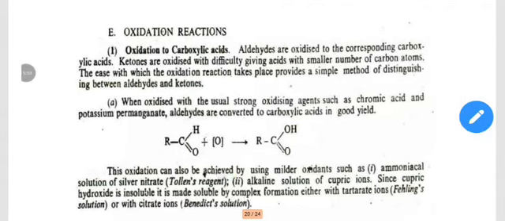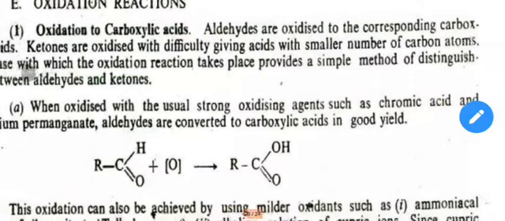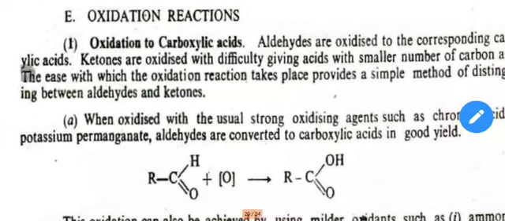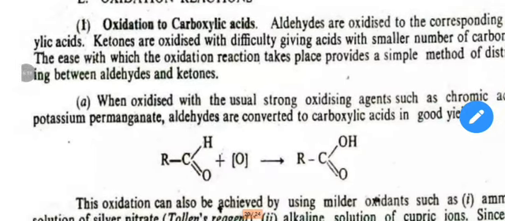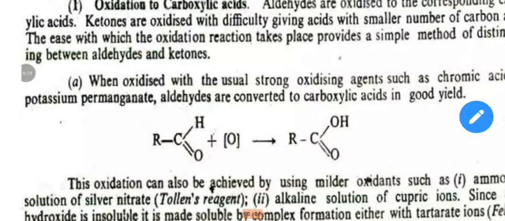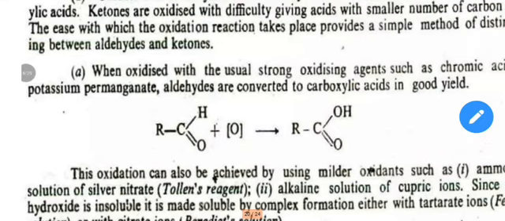Then the next heading is oxidation reaction. Oxidation to carboxylic acid: aldehydes are oxidized to the corresponding carboxylic acid. Ketones are oxidized with difficulty, giving acids with a smaller number of carbon atoms than the carbonyl compounds. The ease with which the oxidation reaction takes place provides a simple method of distinguishing between aldehydes and ketones. Okay.